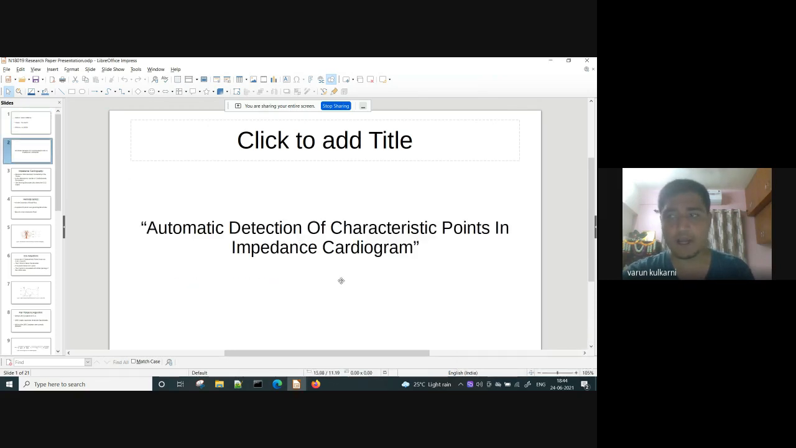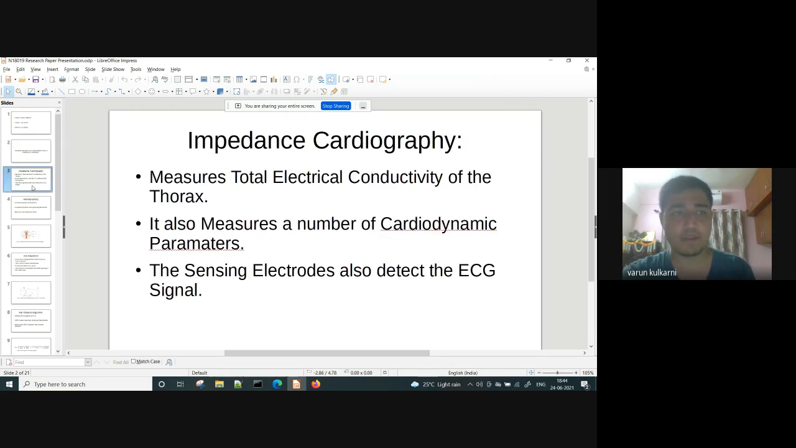The research paper topic which I have chosen for today's presentation is automatic detection of characteristic points in impedance cardiogram. First, speaking of impedance cardiography. So basically, what is impedance cardiography?